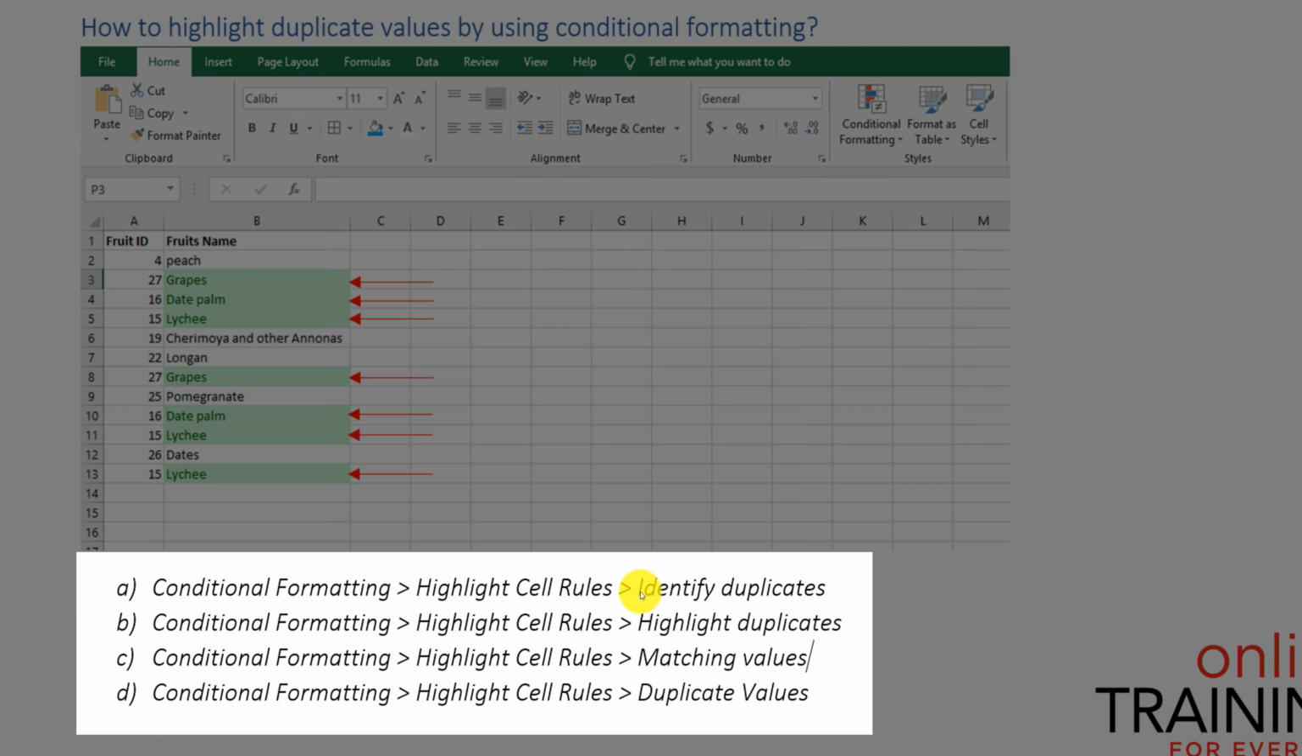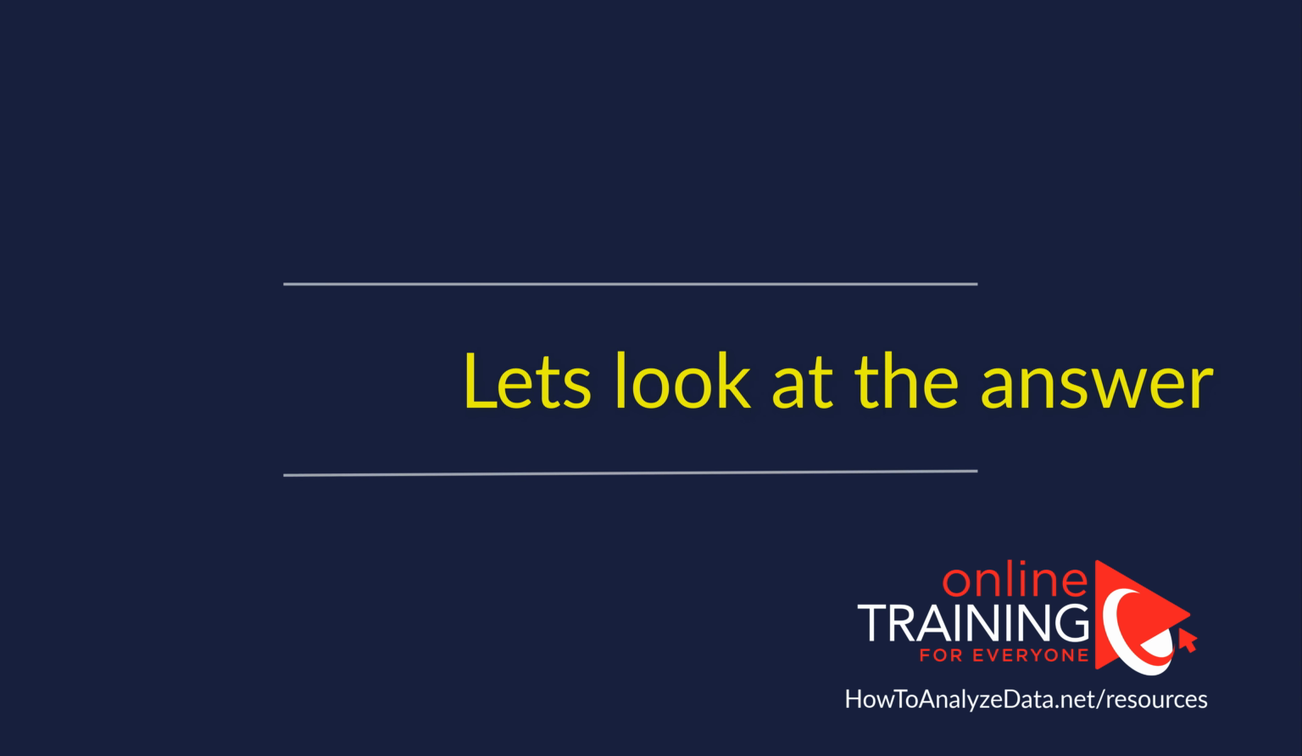And you have all the choices pretty much the same, but the last part of the selection is different. You have identify duplicates, you have highlight duplicates, matching values, and then you have duplicate values. Seems like a technicality, but these are the types of questions that you get on the test. So what do you think is the right answer?